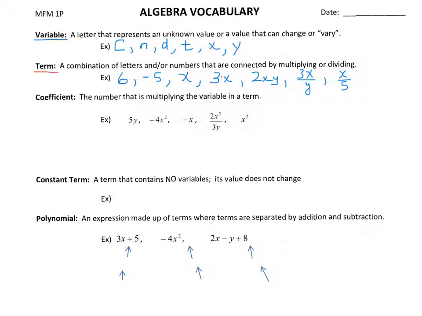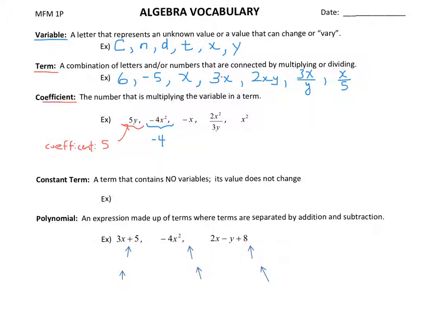All right, another thing we need to know is the word coefficient. A coefficient is the number that's multiplying the variable in a term. So in this first example, the 5 is the coefficient. So our coefficient here is 5. And in our next example, where we have a minus 4x squared, the coefficient is negative 4.